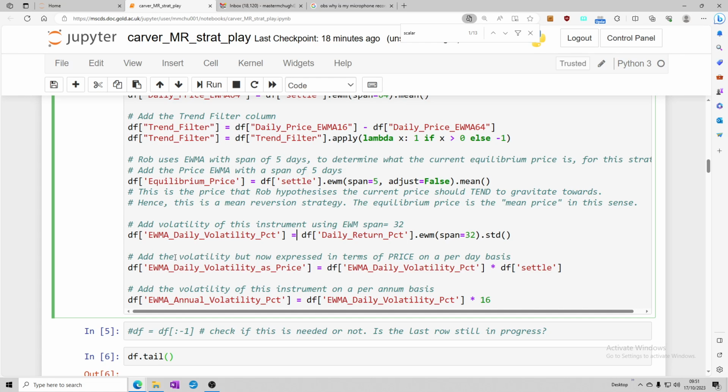I then add another column which is again expressing the daily volatility, but not in percentage terms, in actual price, in terms of the price points. Finally, I add the volatility of this instrument in percentage terms, but on a per annum basis. And you get that by taking the daily volatility and multiplying it by 16.